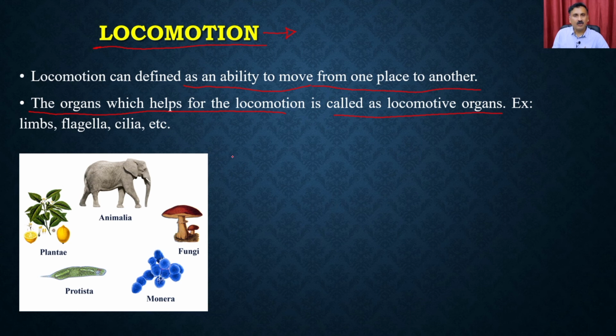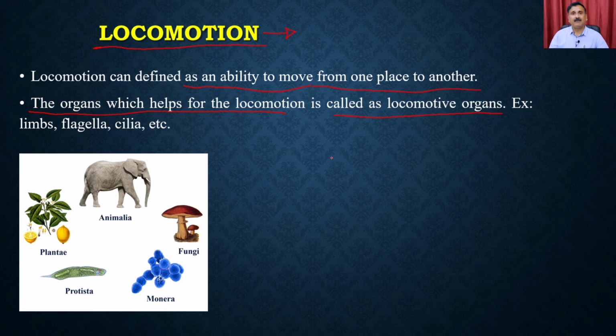Okay, and if you recall in our module number 1, we said that the organisms are classified into different kingdoms, or different types of organisms are found. So, you can have the bacteria, you can have the fungi, you can have the archaebacteria, and you can have the plants, or you can have the animals. All these different kingdoms of the organisms utilize different types of locomotive organs for the locomotions.